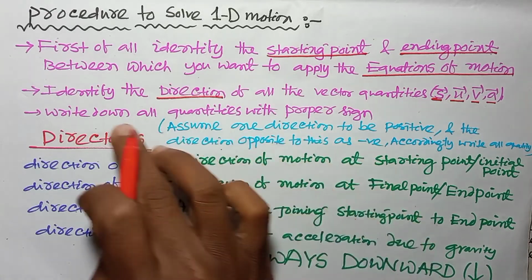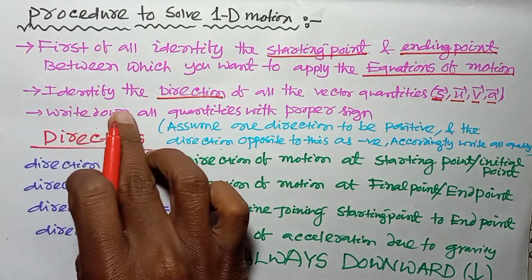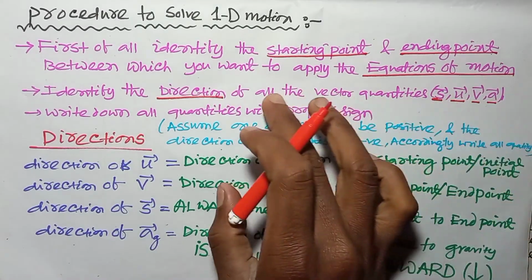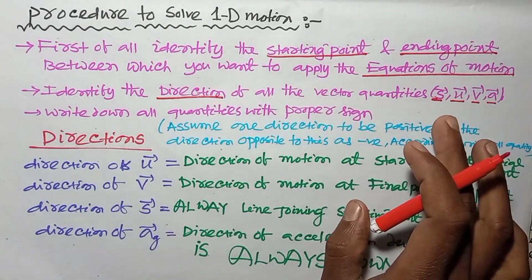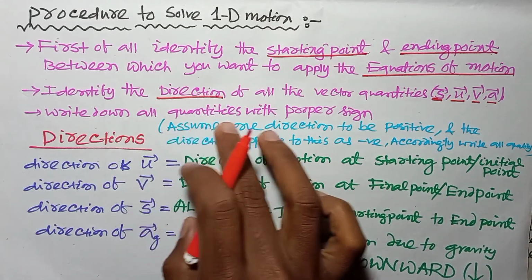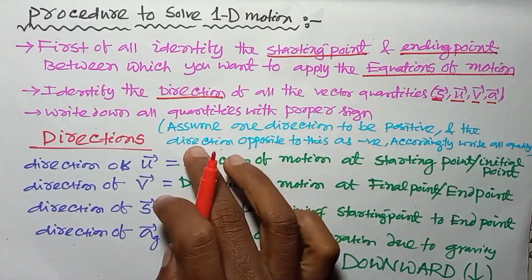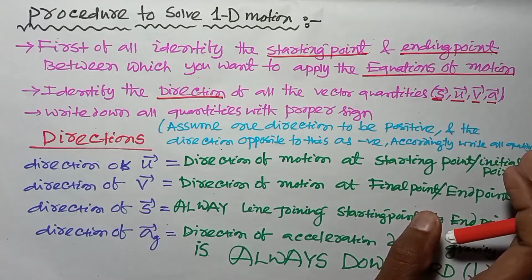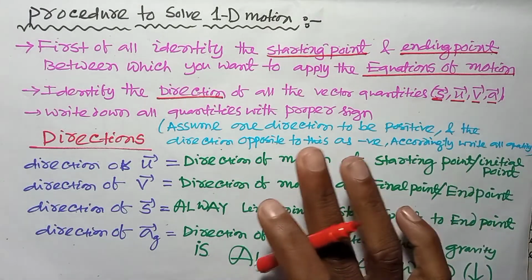नेक्स्ट यू हैव टू राइट डाउन ऑल द क्वांटिटीज विद प्रॉपर साइन. सारे वेक्टर क्वांटिटीज को प्रॉपर साइन के साथ लिखना होगा. And in this case you have to assume one direction to be positive and the direction opposite to this is negative. And accordingly you have to write down all the quantities.